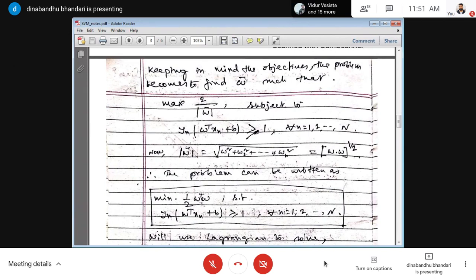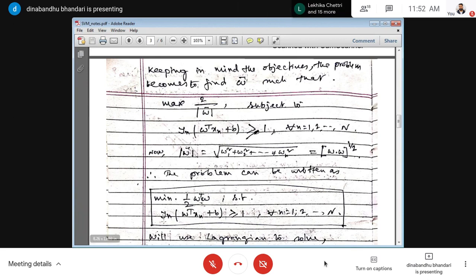This is not always possible if the quantity would have been less than 0, but fortunately it is positive, so we can always minimize the square. That would in turn minimize the square root. So this problem, which was a maximization, we can turn into minimization of this, and that would in turn maximize 2 by norm of W, subject to the same set of constraints. So this is the problem.